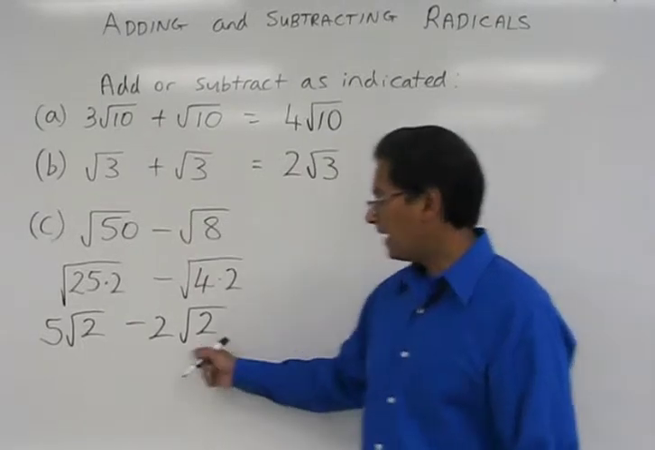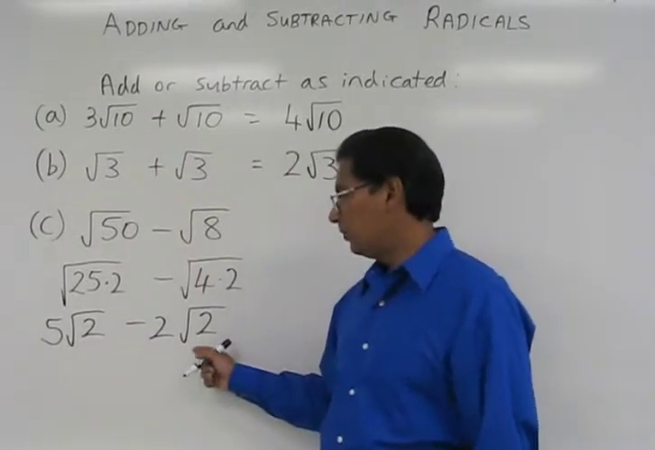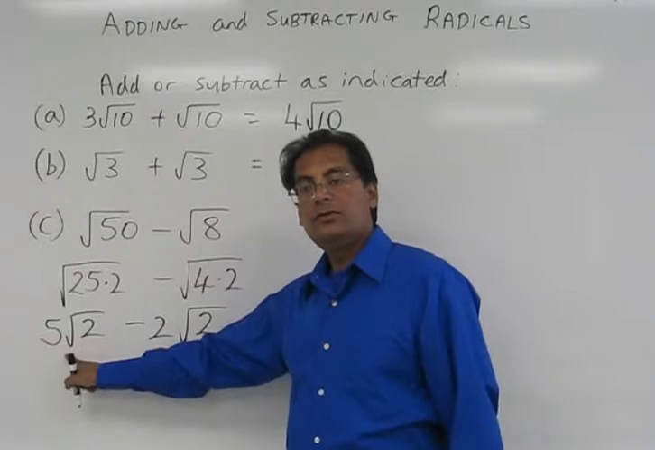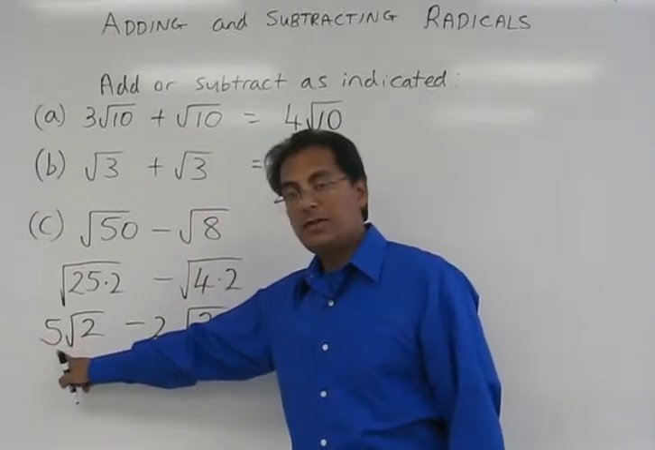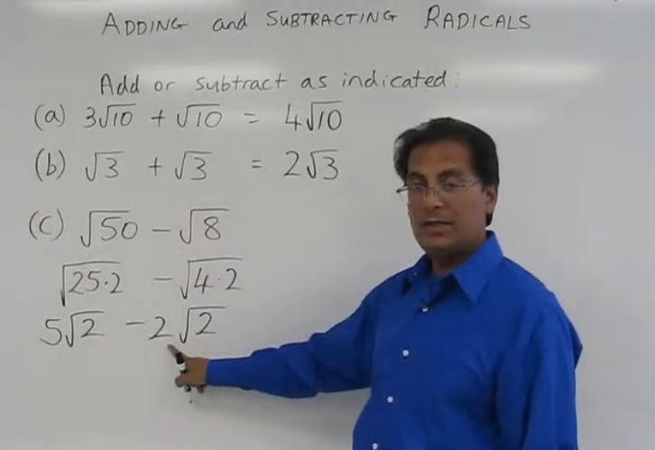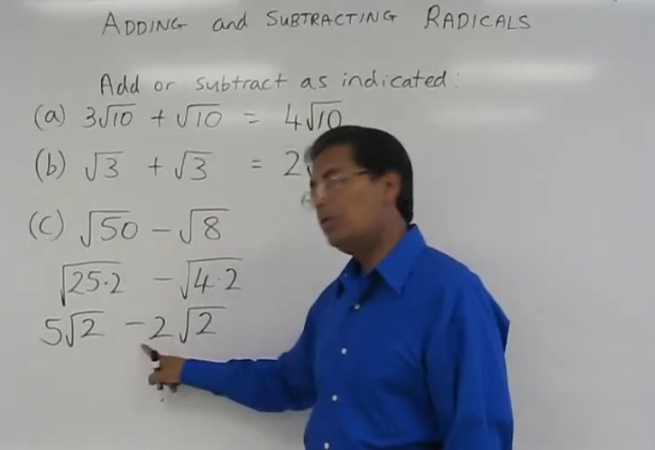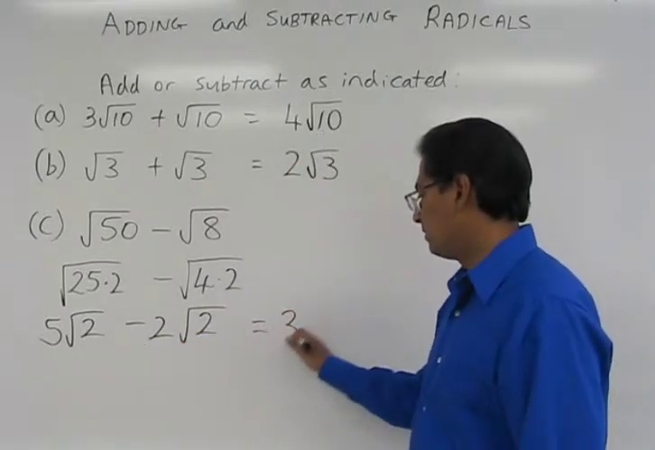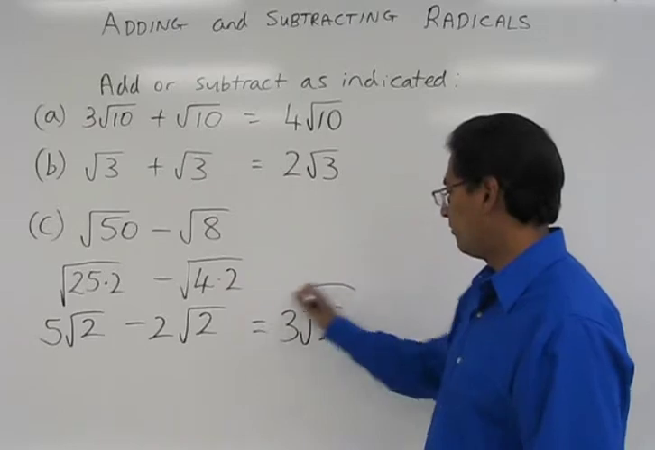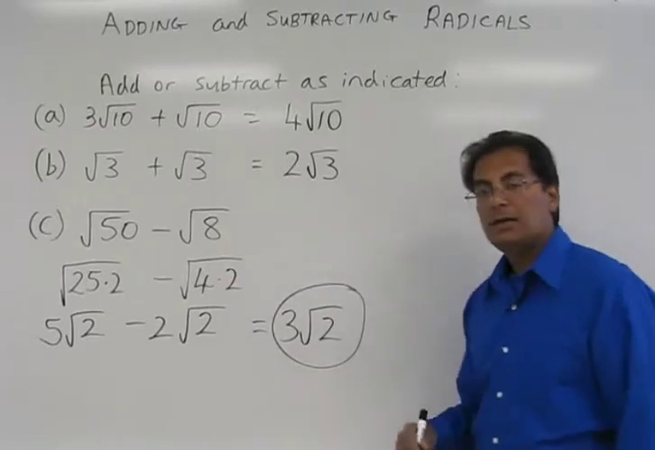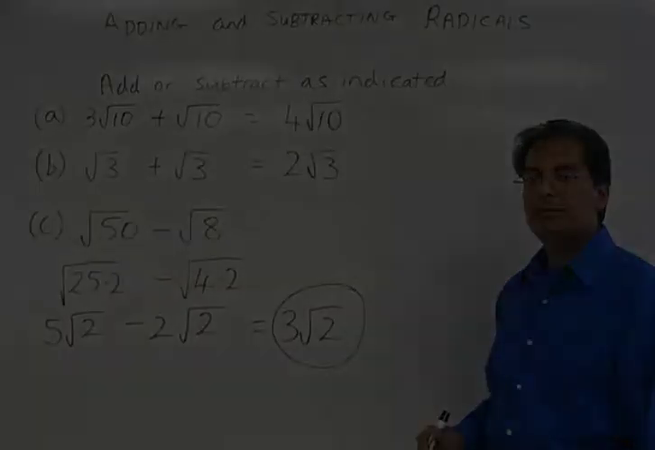Now we have like radicals, root 2 here and root 2 here. So we simply do the subtraction. 5, the number in front here, minus the number in front here, 2. 5 minus 2 gives me 3 of these root 2's. And so my final answer here would be 3 root 2.